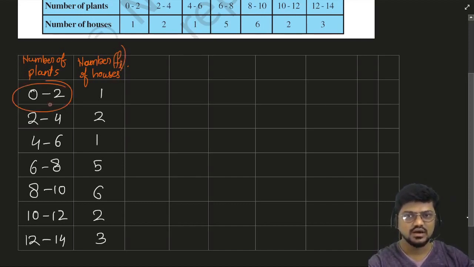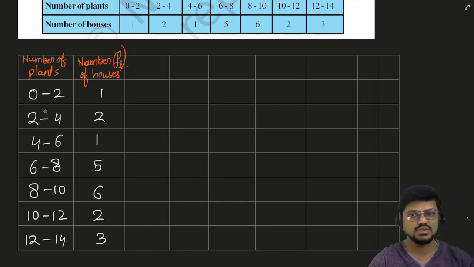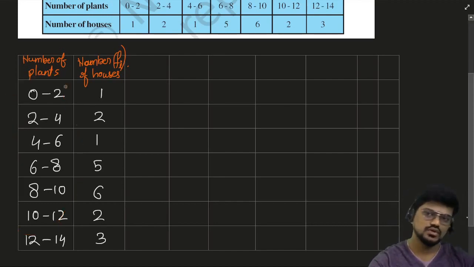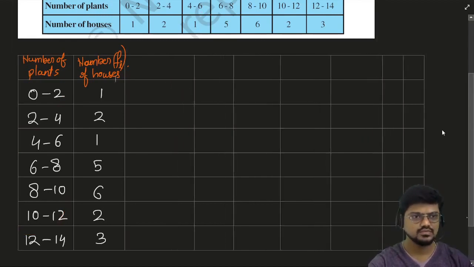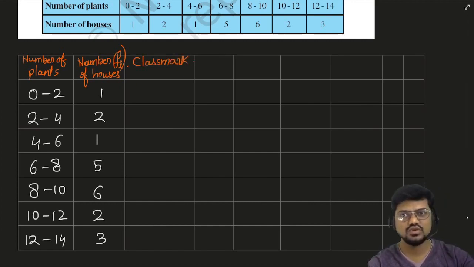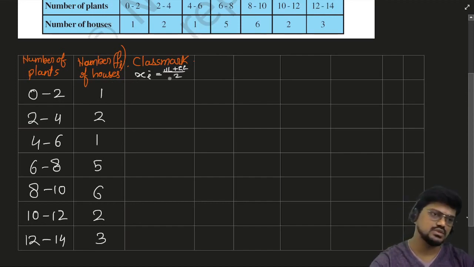Now since this data is not exact values, they have given from 0 to 2, from 2 to 4, from 4 to 6, so you have to find the class mark for each class. How to find the class mark? You write class mark, and to find it you take the upper limit plus the lower limit divided by 2.